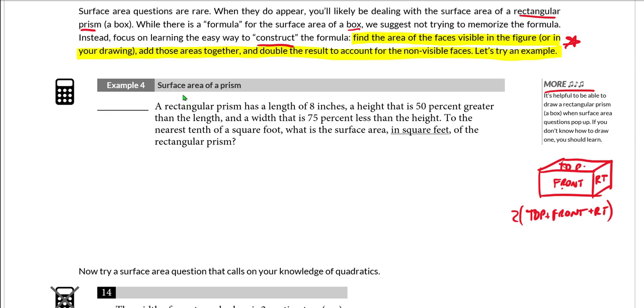Example 4, surface area of a prism. Again, I would pause the video and try this on your own. A rectangular prism has a length of 8 inches, a height that is 50% greater than the length, and a width that is 75% less than the height. Wow. To the nearest tenth of a square foot, what is the surface area in square feet of the rectangular prism?